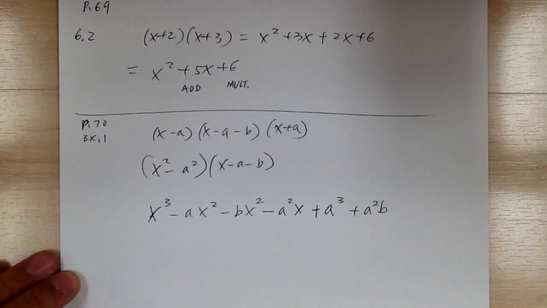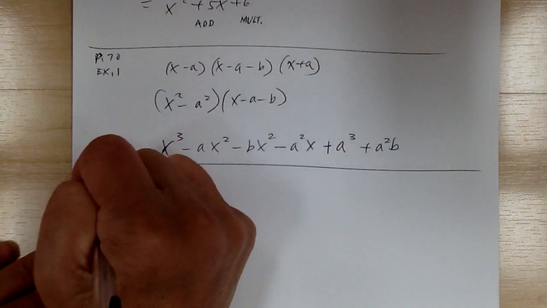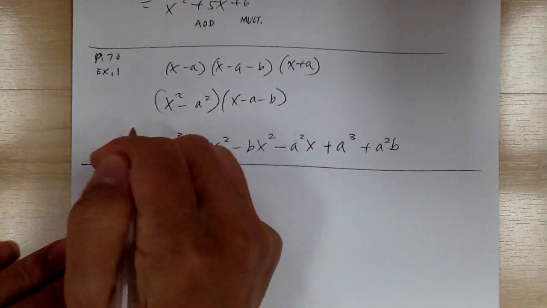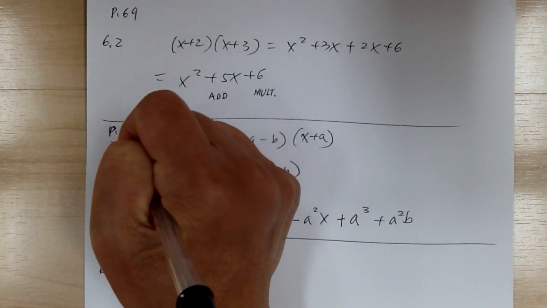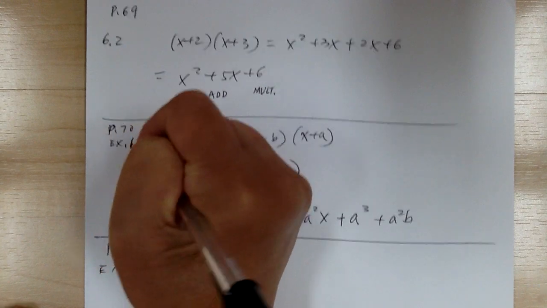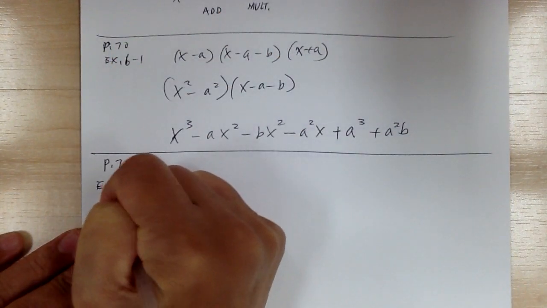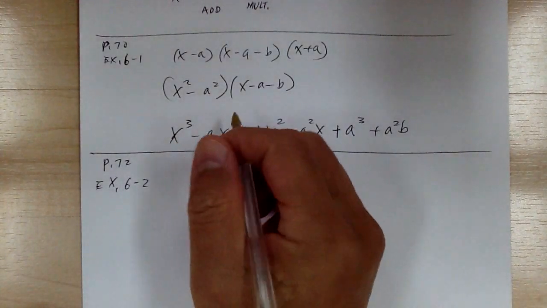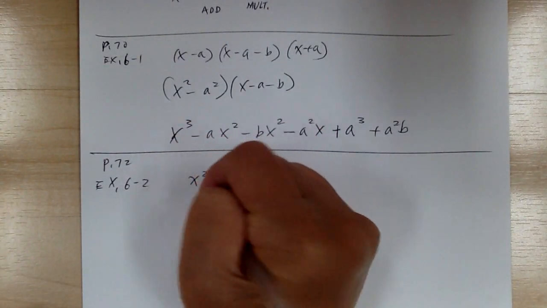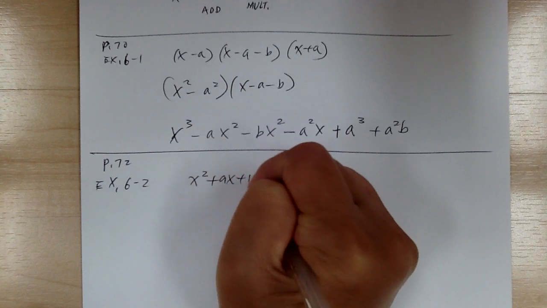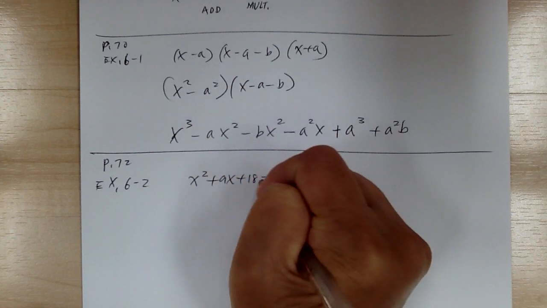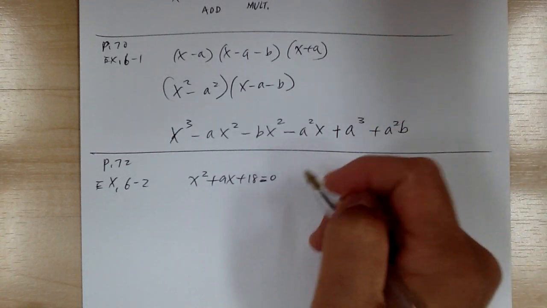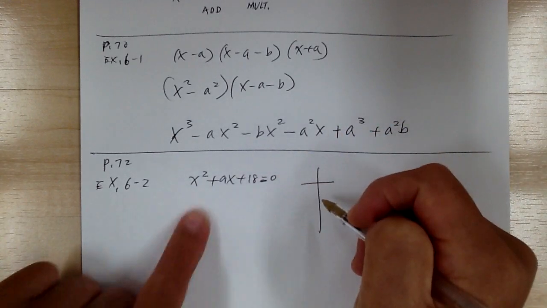Okay, so now let's go to page 72, and let's go to example 6-1. So in example 6-2, you want to solve the quadratic equation. There are two different problems. You've got x squared plus 9x plus 18 equal to 0. So you want to do factoring. Let's go ahead and use the master product.